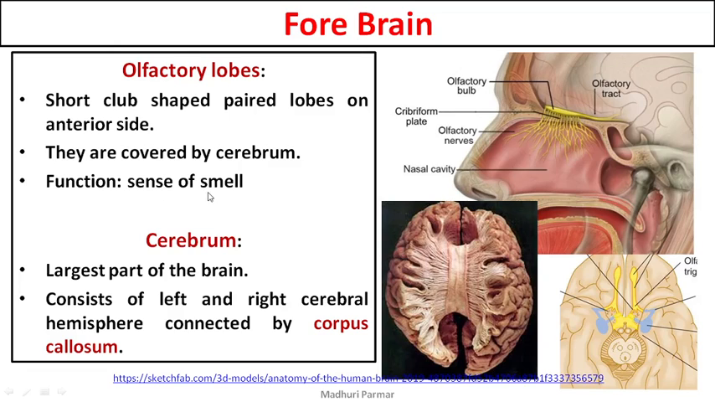The third part of your forebrain we shall begin from tomorrow, which includes the diencephalon. Then we shall talk about the midbrain and the hindbrain. After talking about the brain, we will move on to spinal cord and then to nerves.